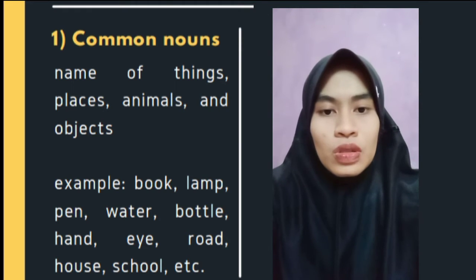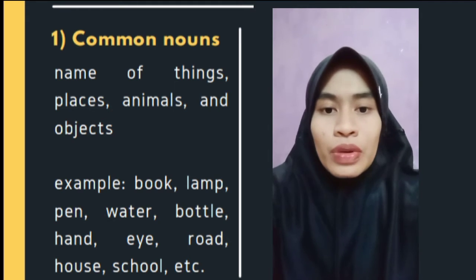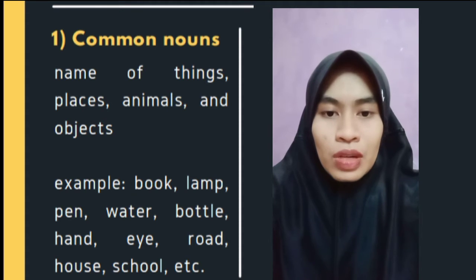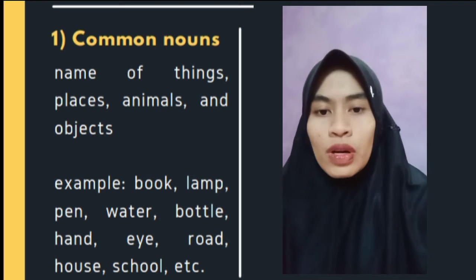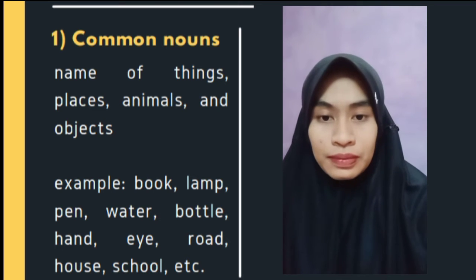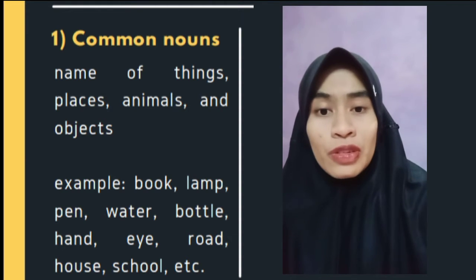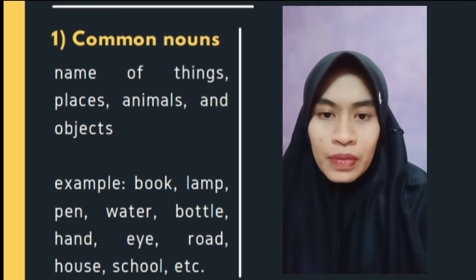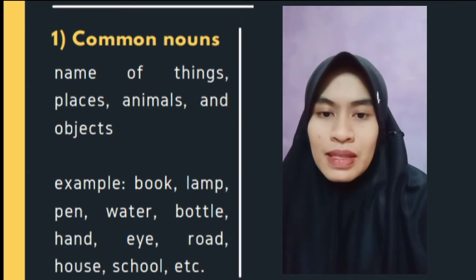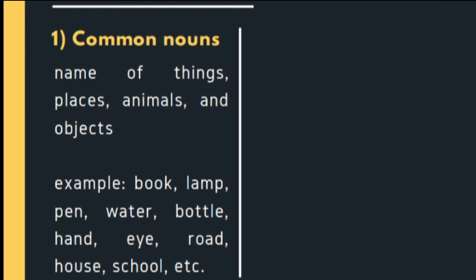Common noun is used to name person, animals, objects, activity, and places. Here we have some examples of common noun. There are book, lamp, water, and bottle. And to name other things such as parts of your body, we have the example here, hand and eye. And for the name of places, here we have road, house, and school.